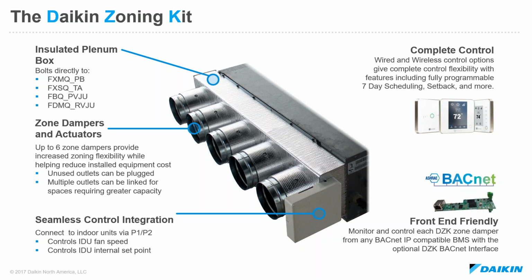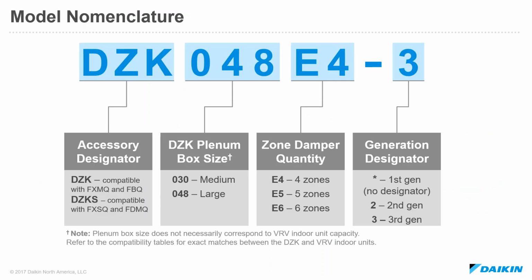So historically, with the very original generation DZK, essentially if we connected the DZK to an indoor unit, we couldn't actually see the individual outlet status, room temperature, set points, etc. With the introduction of the BACnet card a couple years ago, we're now able to monitor and control those individual outlets from a centralized front end.